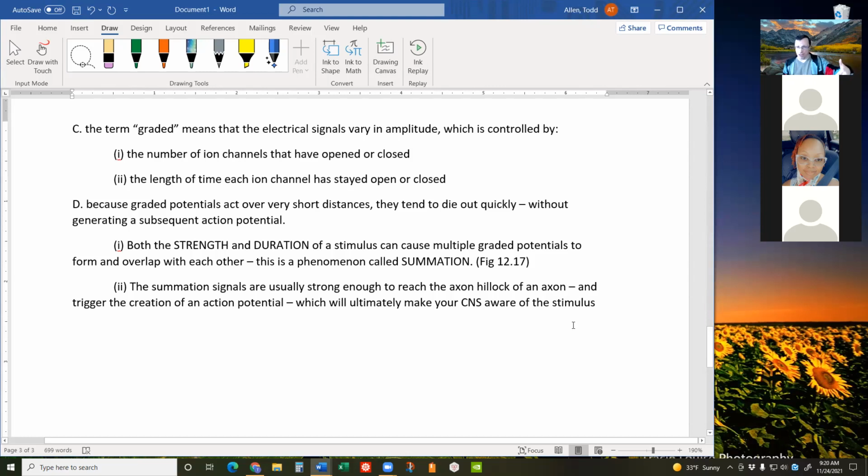You are aware when Aunt Nancy gives you a bear hug Thursday morning. Okay, it's going to start off as localized graded potentials that summate to an action potential triggered at the axon hillock of the axon, as part of the nerve, that travels up to the brain and says, okay, I'm getting a bear hug from Aunt Nancy.